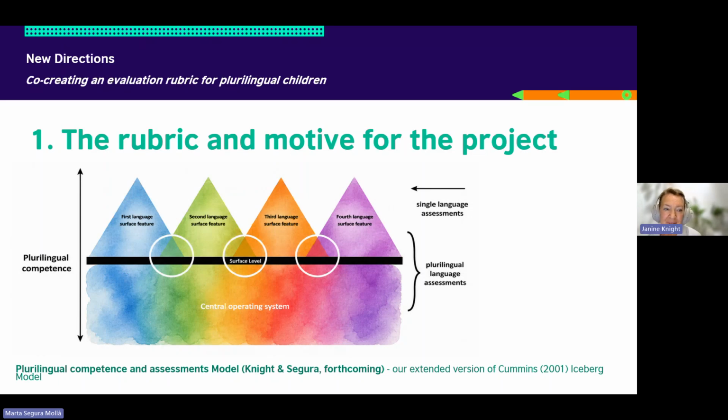So, if the linguistic and cultural diversity of children is important, which is what the partners are saying here, how can we give value to that, and how can we evaluate that?